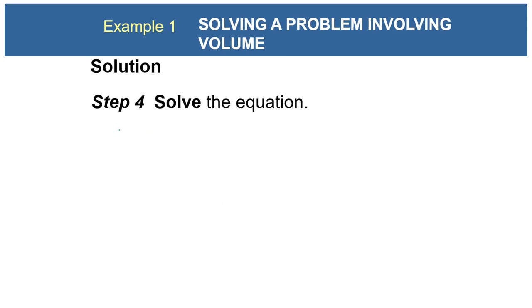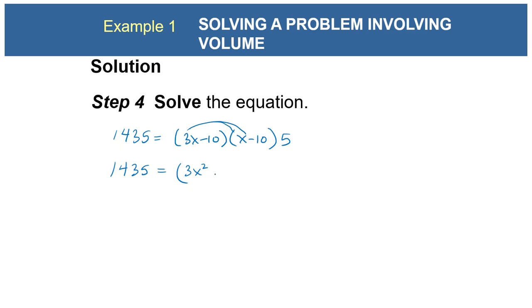Now let's solve the equation we just created. We have 1,435 equals 3x minus 10 times x minus 10 times 5. Now I need to distribute and FOIL this thing out. So we have 1,435 equals, let's FOIL this out, 3x squared, negative 30x, negative 10x, plus 100, times 5, and then we could distribute this 5.